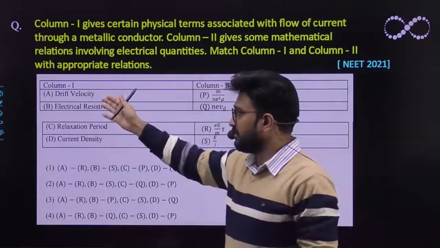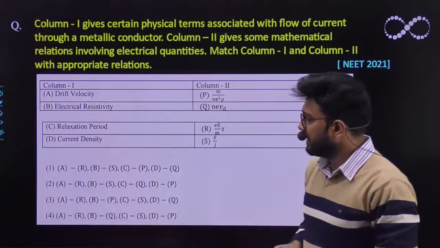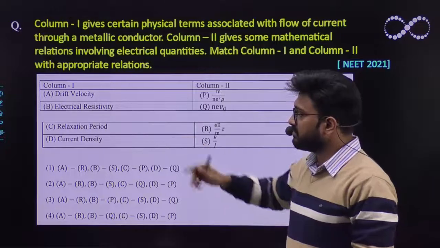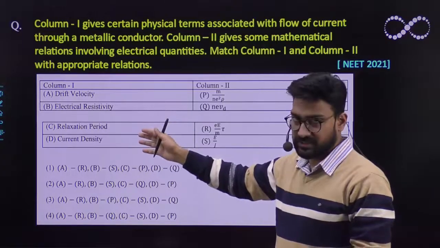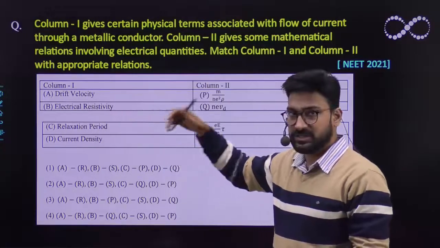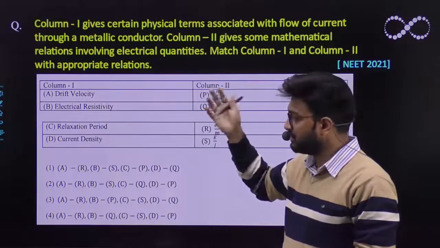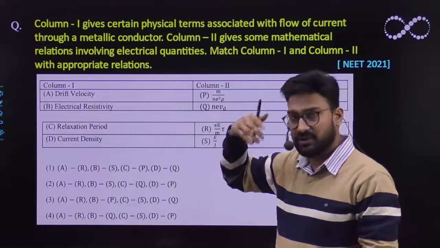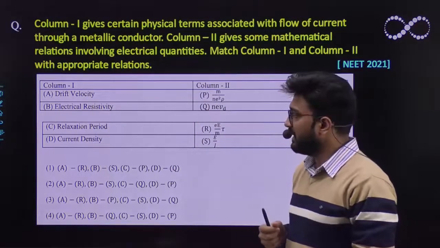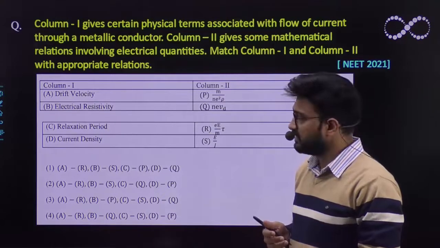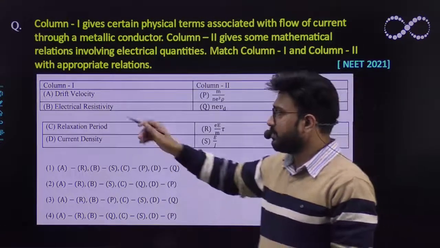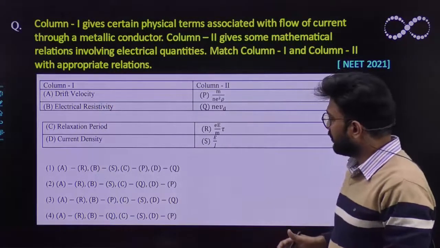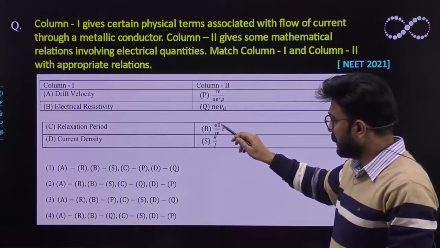So first of all, you have been given drift velocity, and then electrical resistivity, relaxation time, and current density. You must remember the formulas of all these quantities, like drift velocity and current density, and how their interrelationships are. You can also learn about conductivity, and you can also learn about current at the same time. So first of all, we'll begin with drift velocity. Which option is correct out of P, Q, R, or S?